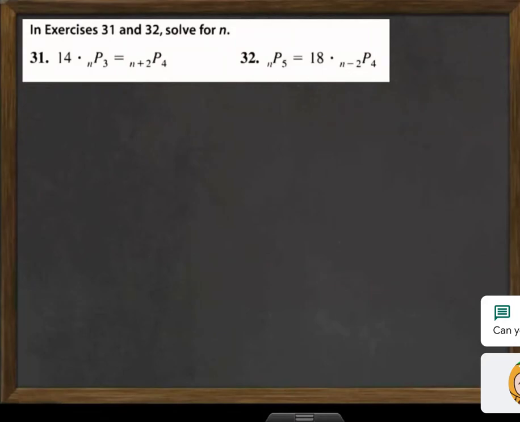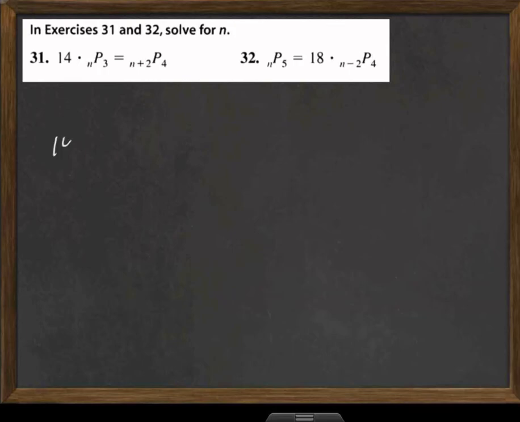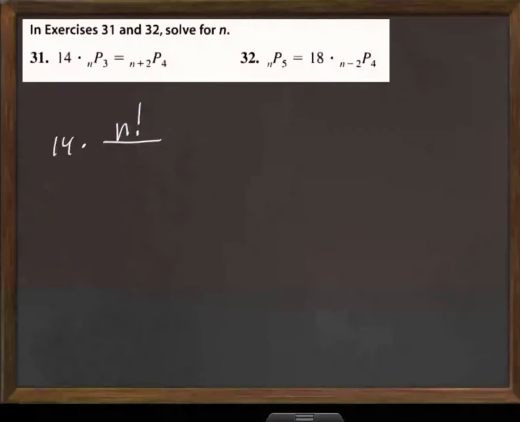So to get n alone, we're going to write the formula for permutations. We have 14 times whatever this means, n permutation 3. So n is the total number, and 3 is how many spots are available. So n would be the total, so that's going to go up top. And then we're choosing 3. I almost forgot that formula.